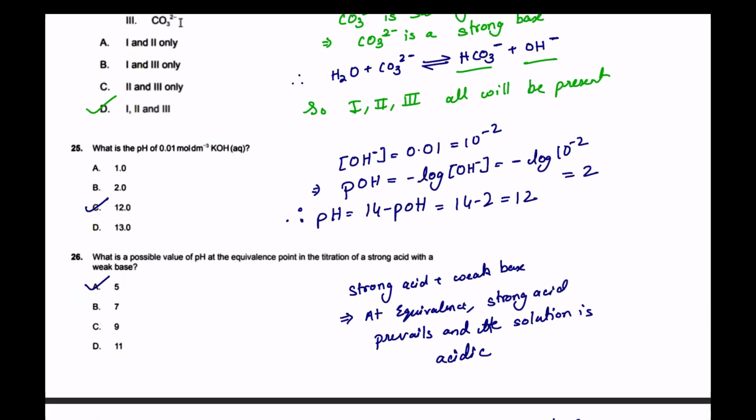25 again is pretty simple. We need to find the pH of 0.01 mol per dm cubed KOH. KOH is a strong base, so we can assume that all of the KOH will be dissociated, and the concentration of OH- ions would be equal to the concentration of KOH, and that is 0.01 or 10 to the power minus 2. First, let's find the pOH. pOH is minus log of OH-, that is minus log of 10 to the power minus 2, which becomes 2. So pOH of KOH would be 2. pH is 14 minus pOH, so 14 minus 2, that is 12. So option C is the correct answer to this question.